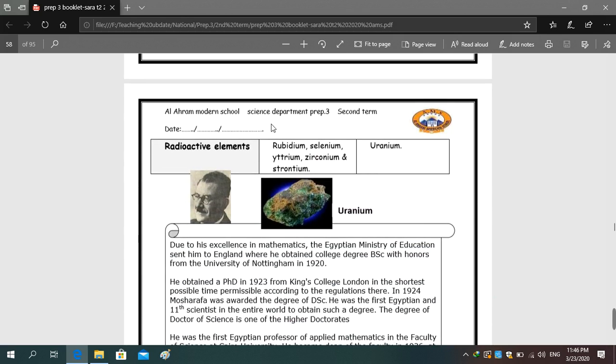Examples of radioactive elements, we have to know this example, it's very important: rubidium, selenium, yttrium, zirconium, strontium and uranium. These elements have the radioactivity phenomenon and can emit radiation or energy due to their instability, to form more stable nuclei.